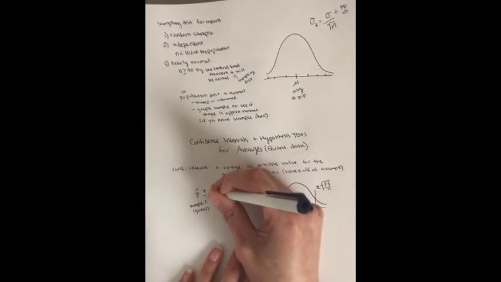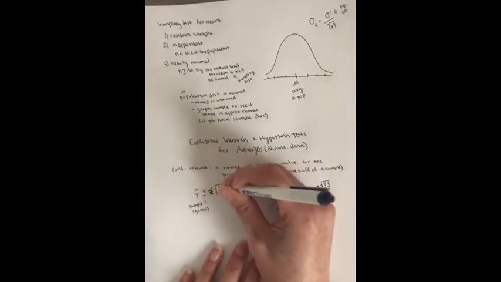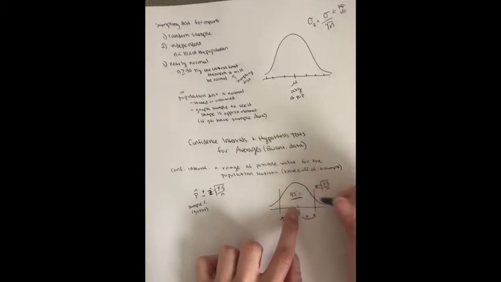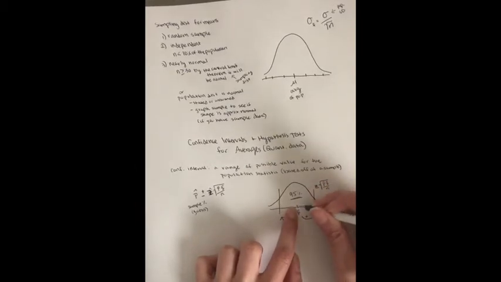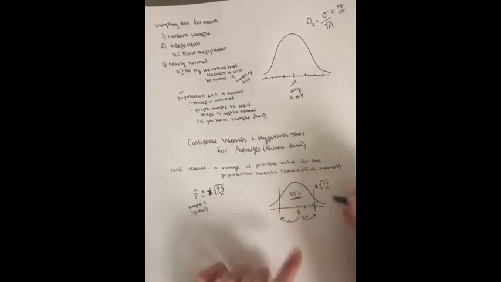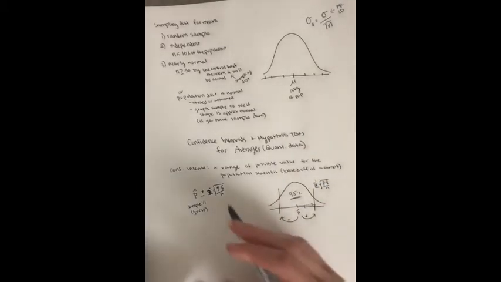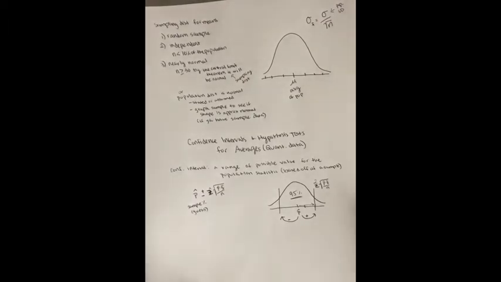Oops, sorry. z times the square root of p hat q hat over n. And we found the z based off of the percent confidence. So here it was like 2 standard deviations away from the mean, so our z is 2. Okay, so this is what we did before, and we're going to do the exact same thing here, except now we're going to look at averages.